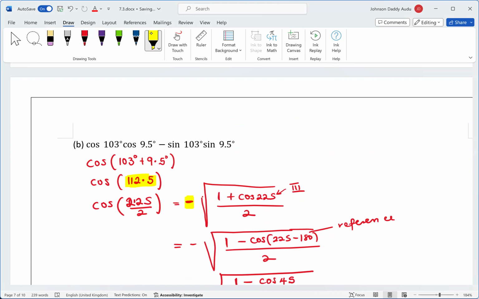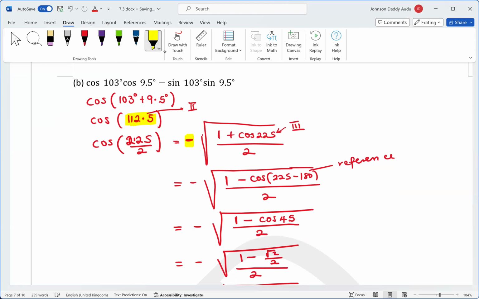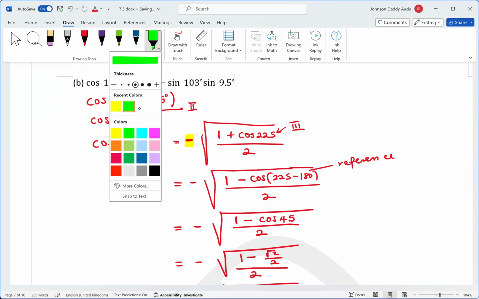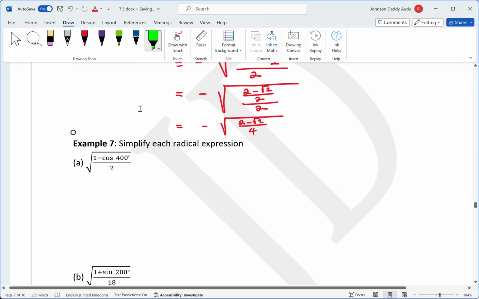So alpha over 2 is in quadrant 2, okay? Then the minus here: why do we have minus? It's simply because we are in quadrant 3, and we know that cosine in quadrant 3 is negative. All right. Okay, so this is it.